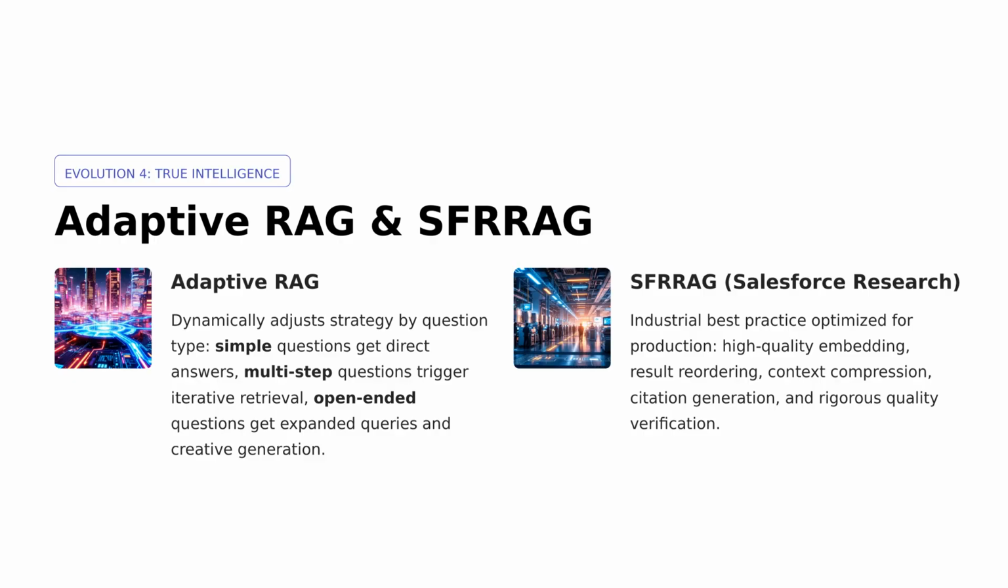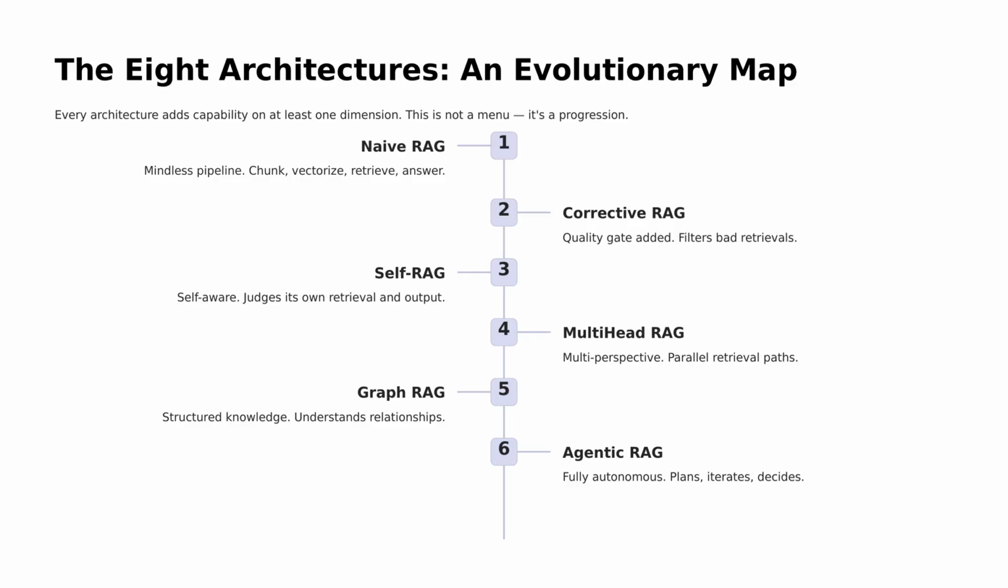This breakthrough features adaptive RAG, which tailors its strategy based on question complexity, offering direct answers for simple queries, iterative retrieval for multi-step ones, and creative solutions for open-ended questions. Backed by Salesforce research, the SF RAG model sets industry standards with high-quality embedding, optimized result reordering, context compression, and robust quality verification, ensuring that our AI solutions are both powerful and reliable.